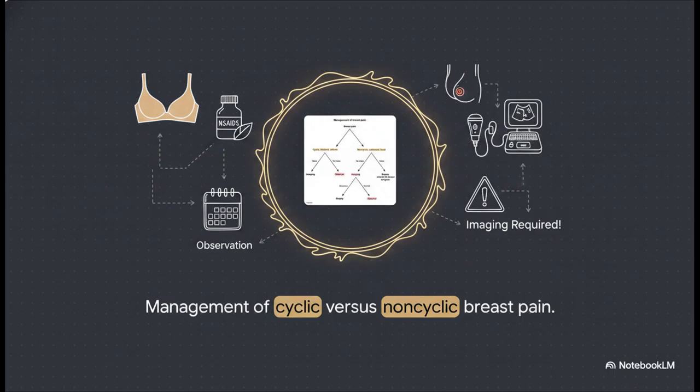If the pain is cyclic, bilateral, and diffuse with absolutely no mass, you just recommend a supportive bra, NSAIDs, and observation. But if the pain is non-cyclic, unilateral, and focal, even without a palpable mass, targeted imaging is absolutely required just to make sure nothing insidious is hiding in that specific localized area.